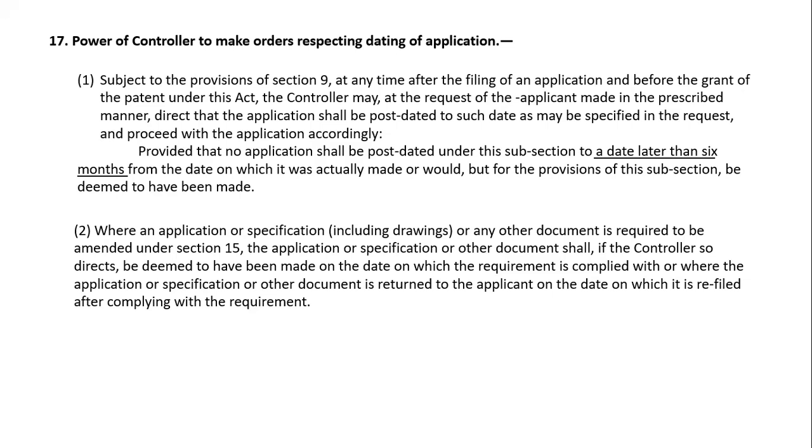To request for post dating, we have to make the request to the controller within the 12 months time period, or if we cross the 12 months time period also, can we make the request to post date our application to get the extra time to file the complete specification? Not within the 12 months. Like if your 12 months is completed on the 1st January 2022, so you have to make the request on 31st, before the 31st or on the 31st. You cannot make the request on the same date. Preferably before 10 days.